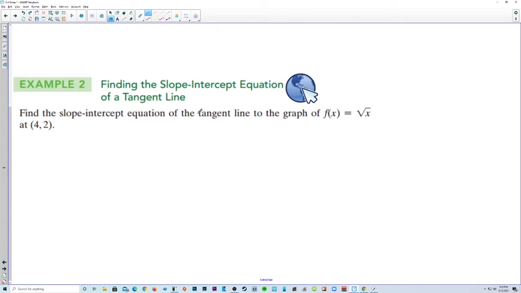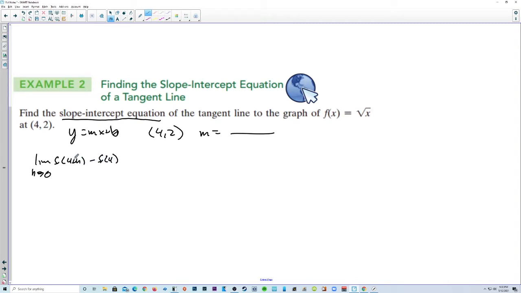Find the slope-intercept equation of the tangent line to the graph of f of x equals square root of x at 4, 2. Find the slope-intercept equation. So y equals mx plus b. Well, we need a point, and we have a point. There's the point of tangency, and we need the slope of that tangent line. We're going to do the limit as h approaches 0 of f of 4 plus h minus f of 4. That's y2 minus y1 over x2 minus x1, which always becomes h.